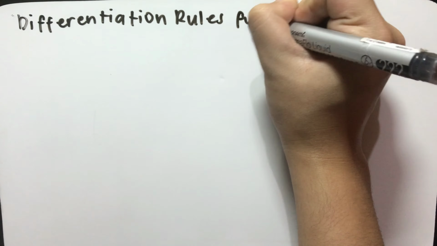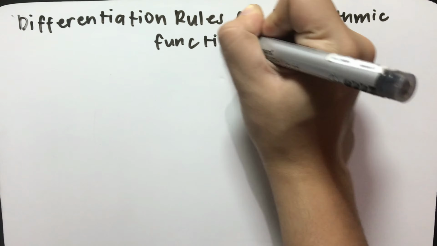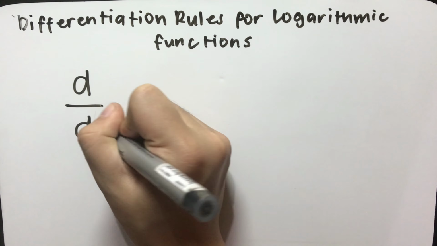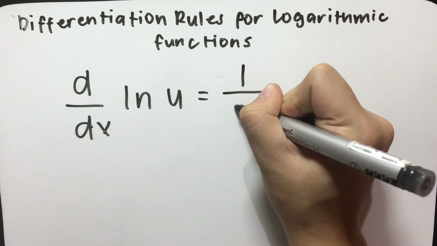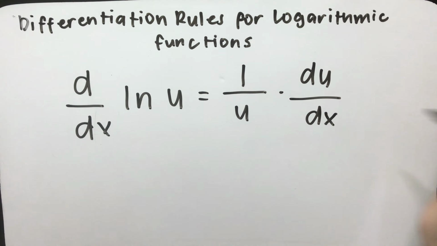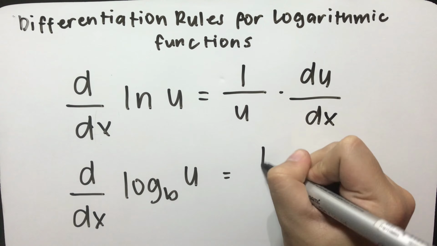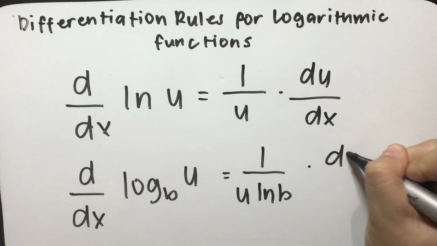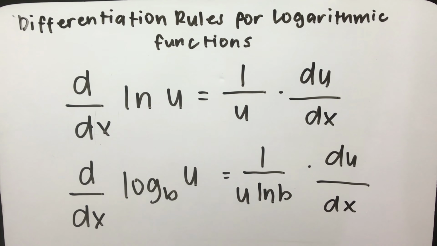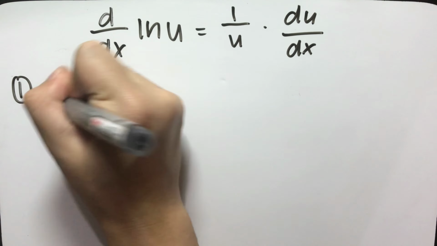Differentiation rules for logarithmic functions are below. The derivative of ln u is equal to 1 over u times du over dx. And the derivative of log u with base b is equal to 1 over u ln b times du over dx. For number 1, y is equal to ln x cubed.